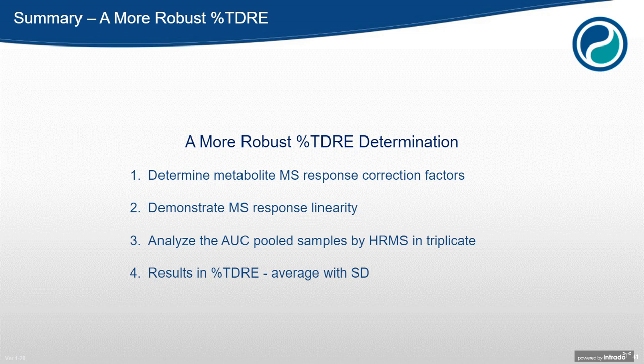So our focus here is on generating a robust percent TDRE determination. Just to reiterate, we determine the metabolite MS response correction factors. We demonstrate MS response linearity. We analyze the AUC pooled samples from the human and the safety species by HRMS in triplicate, and the result we obtain from that is a TDRE average with standard deviation.